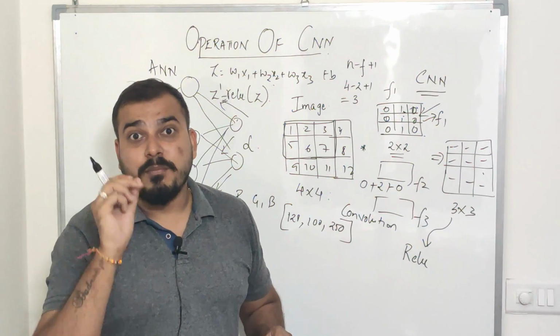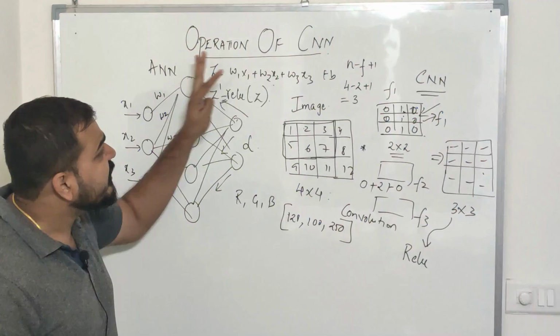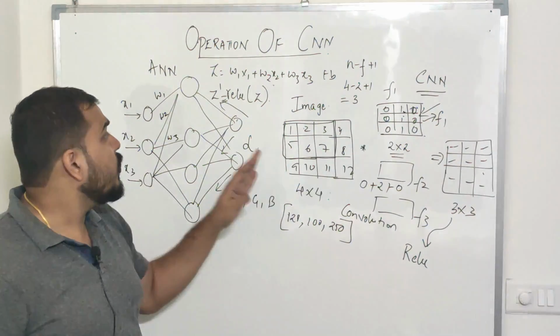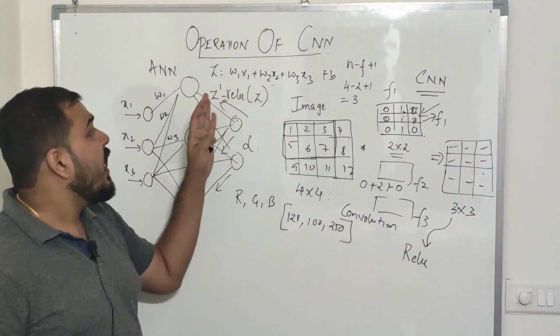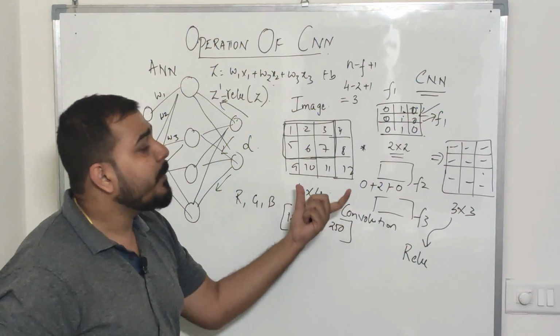This is pretty important to understand, guys. The basic reason why I'm showing you ANN is because the operation is almost the same. We'll multiply the weights with the inputs and then try to apply an activation function. So similarly over here in the convolution operation, what will happen?